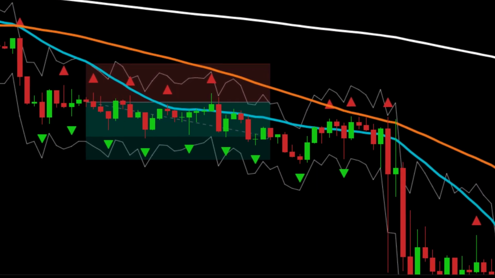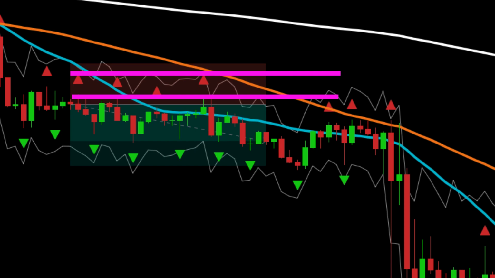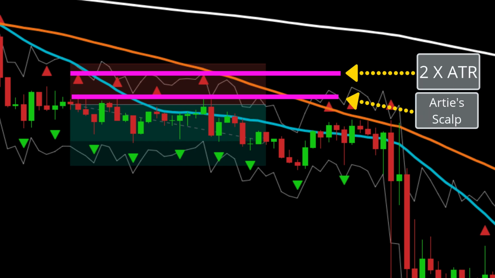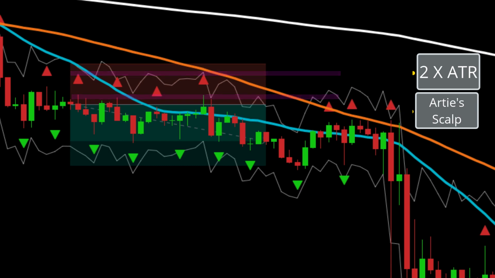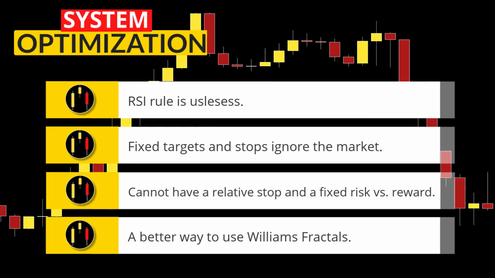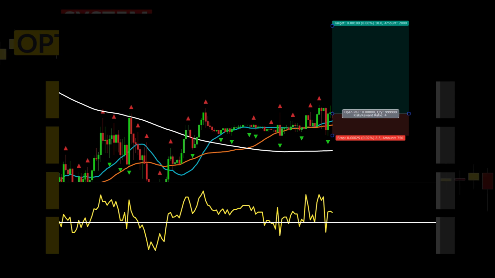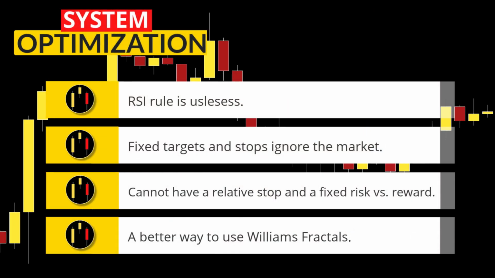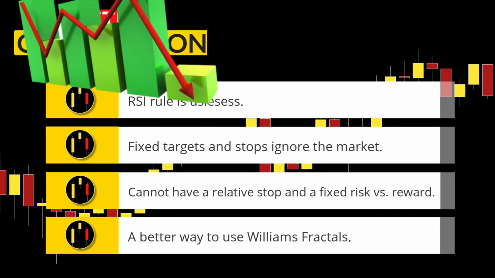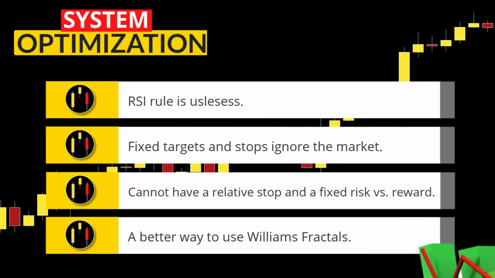Look at this chart here. By using a stop at 2 times the ATR of the fractal candle, we stay clear of this consolidation that would have realistically stopped us out because of spreads. But what you cannot do under any circumstance is combine a fixed target amount with a dynamic stop loss or vice versa, because your risk to reward ratio will be so erratic over time you will lose your entire account.